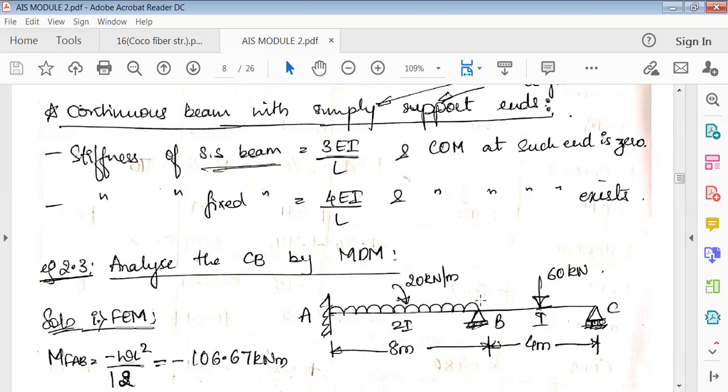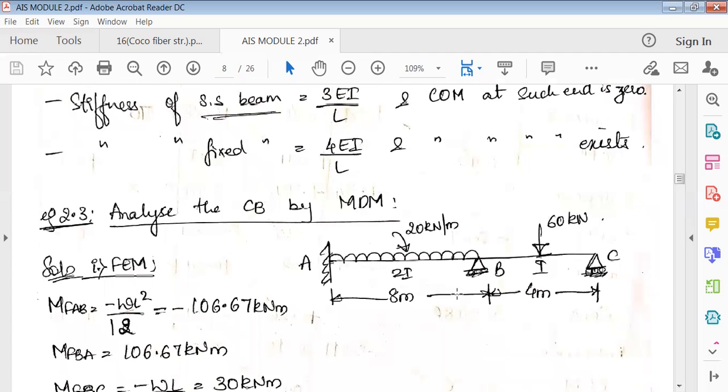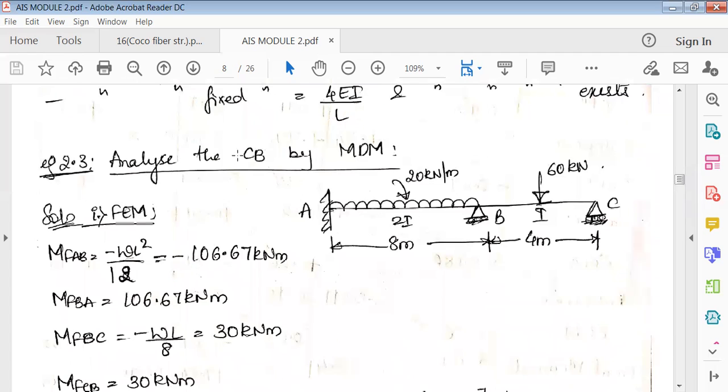Okay. All right. So let us solve a simple problem wherein it is simply supported. Now you can see here, analyze the continuous beam by moment distribution method. And in the exam also, if they don't ask you to draw the bending moment diagram, it is understood that you should draw the bending moment diagram. So you can see here, this is A, B, C. End A is fixed, B and C are simply supported.